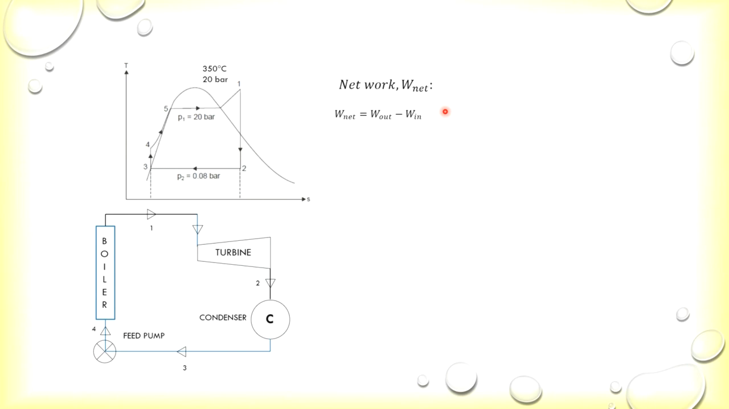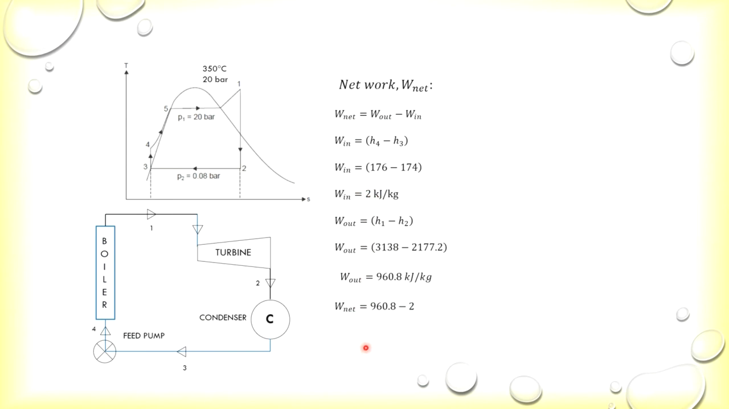For net work out, we can refer to work out minus work in, or heat supply minus heat rejected. Work in is from here, H4 minus H3, so work in is 2 kilojoules per kg. Per kilogram of mass, you times it with 1, it becomes 2 kilojoule. The work out is based on the turbine, H1 minus H2. So put in the values of H1 and H2 and you can find your work out. Once you got your work in and work out, you can straight away go for your net work out, which is 958.8, or you can take heat supply minus heat rejected, the same.